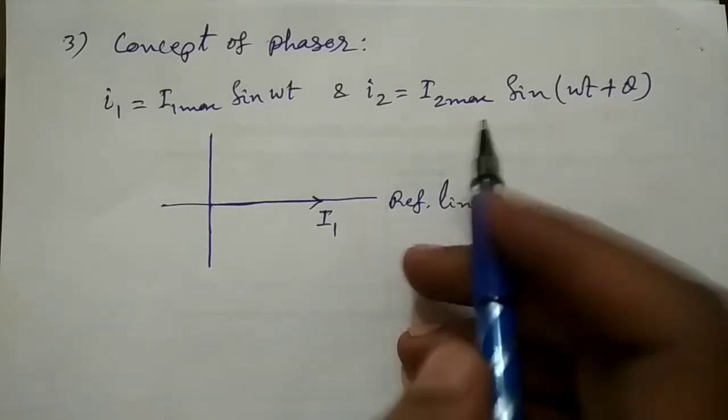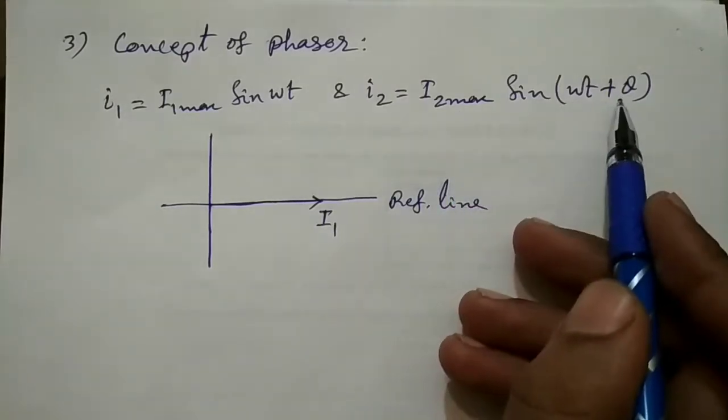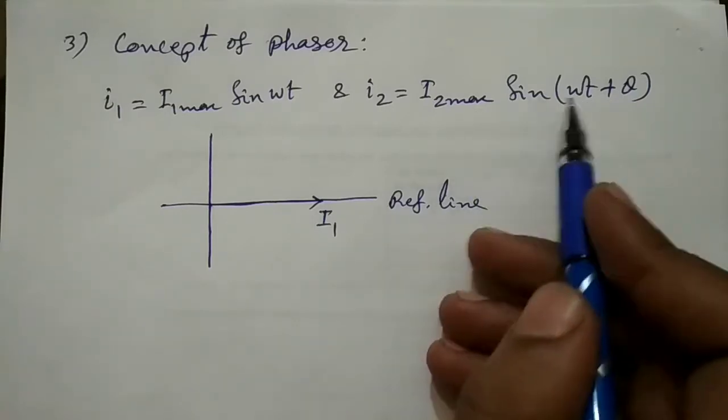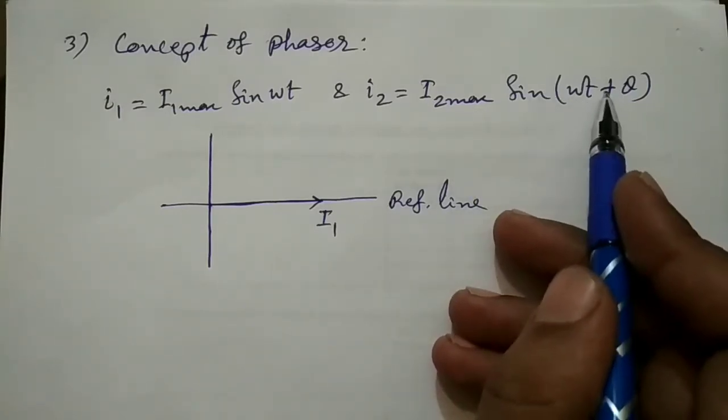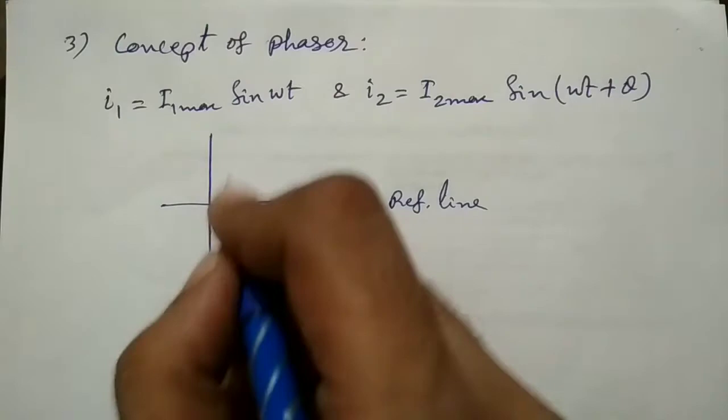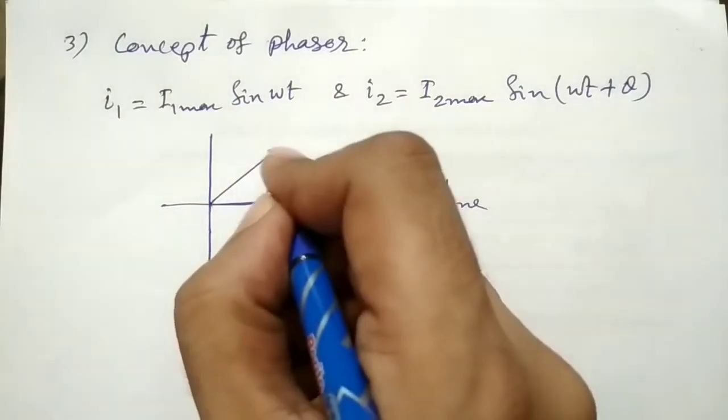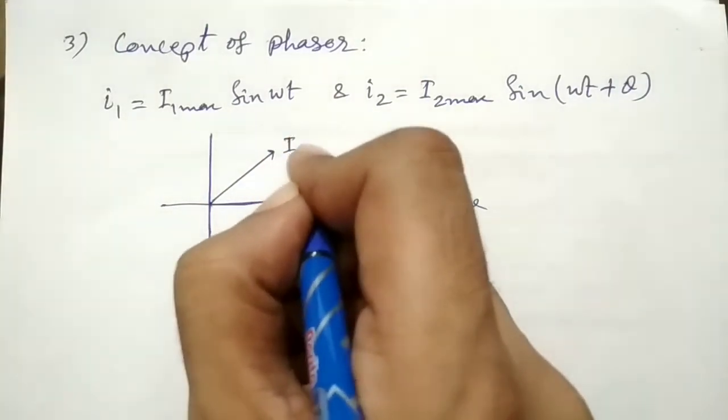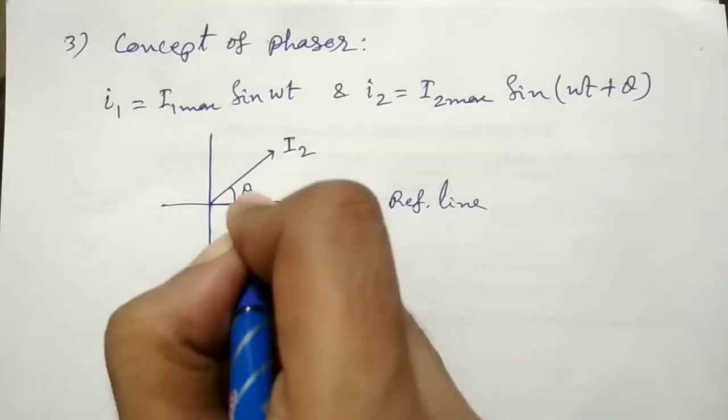The I2 is I2 max sin omega t plus theta. So it will be in the first quadrant because it is plus theta. So let's say the I2 is here. This angle is theta.